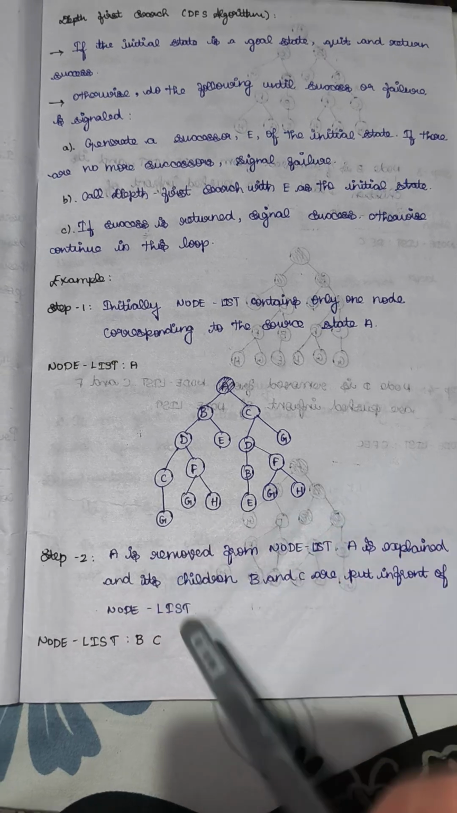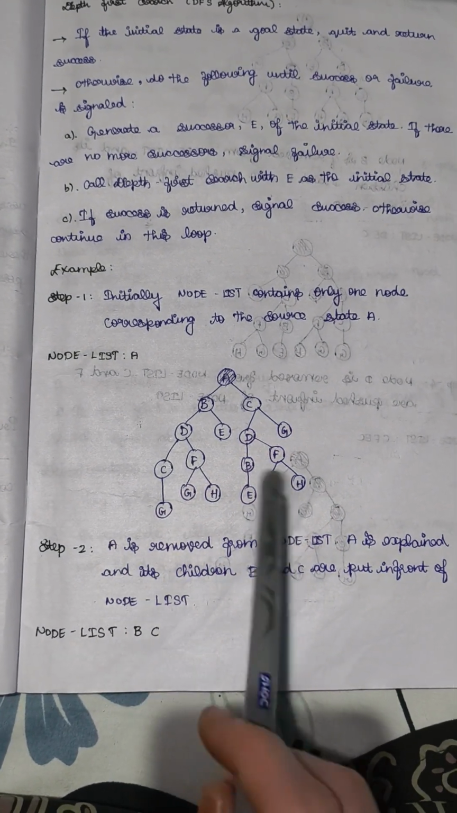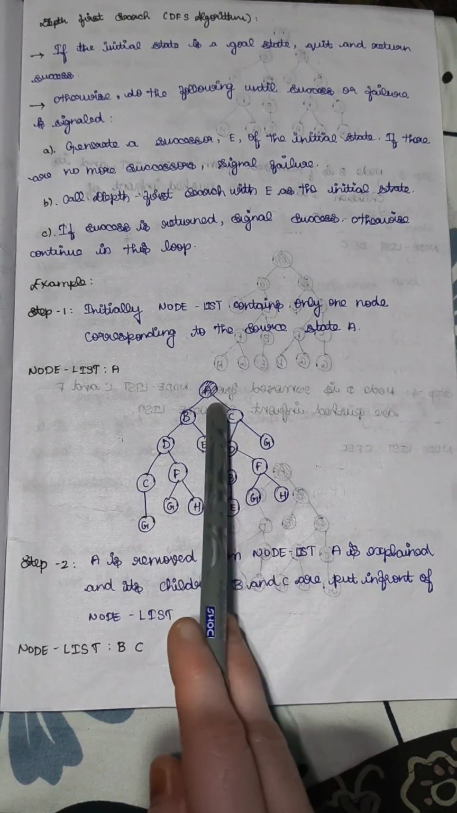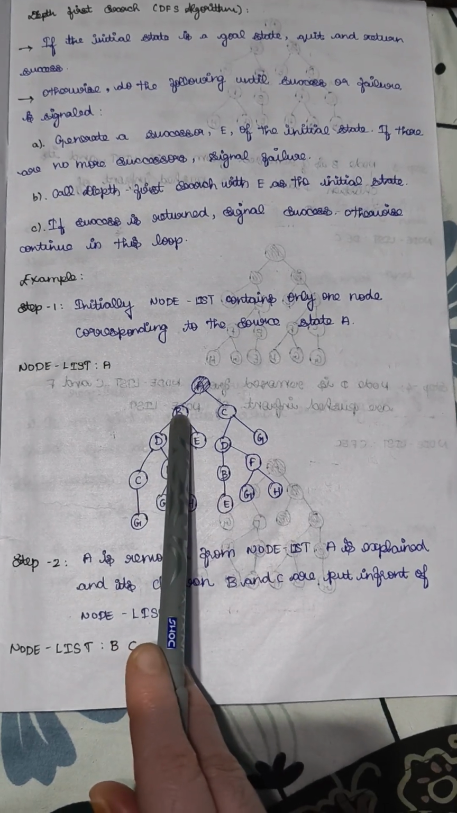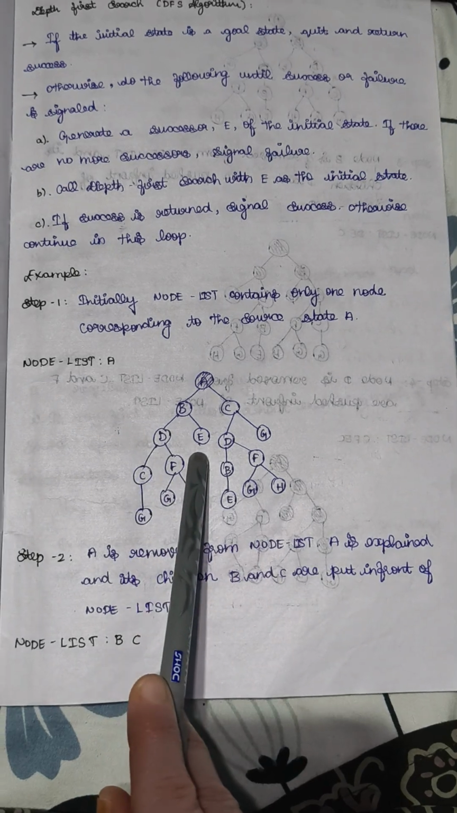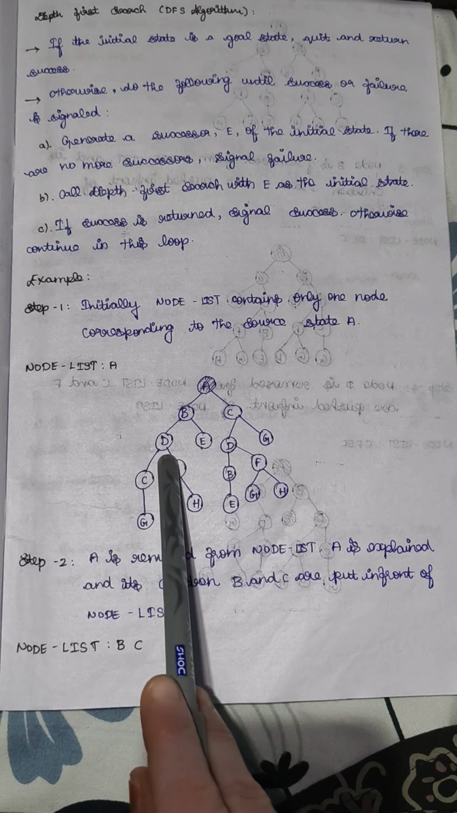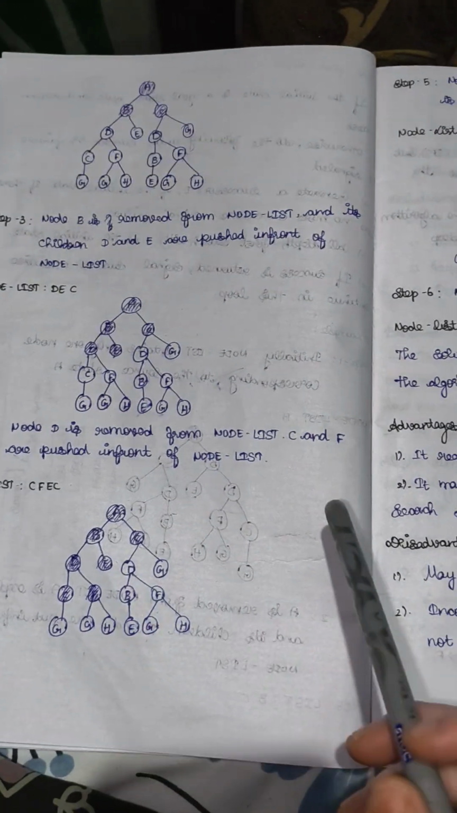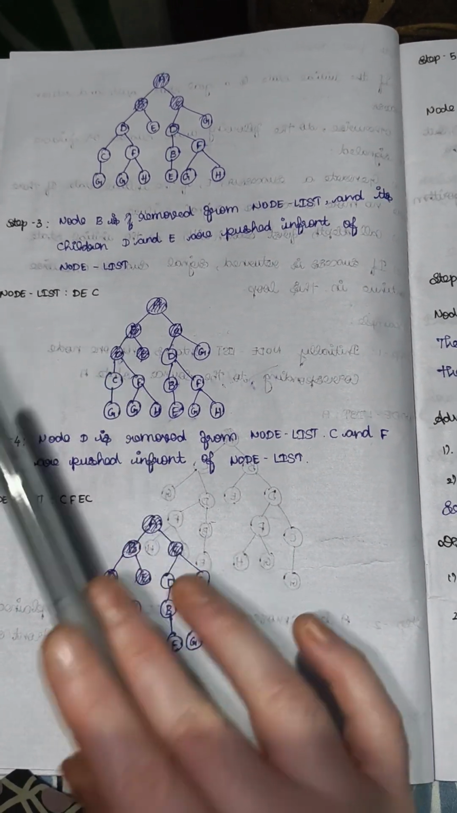So in the second step, we have added B and C to the node list. After that, we have to see B because depth first search works from the left hand side. So we focus on B. Now let us consider this as the parent node, and the child nodes of B are D and E. So in the next step, the node list consists of D, E and C.